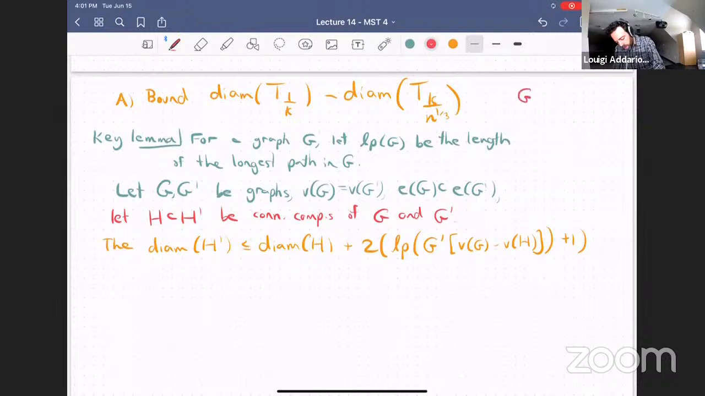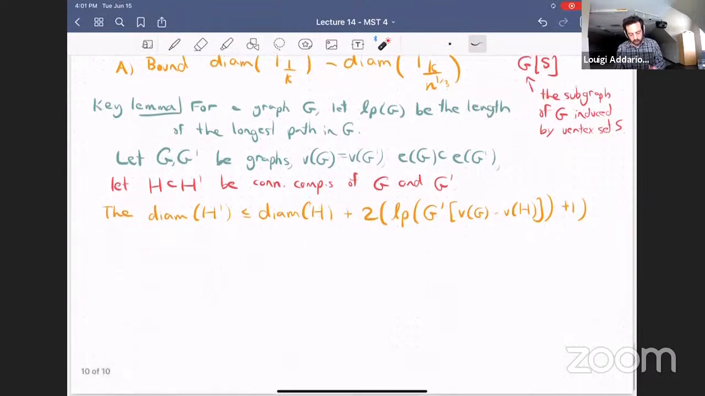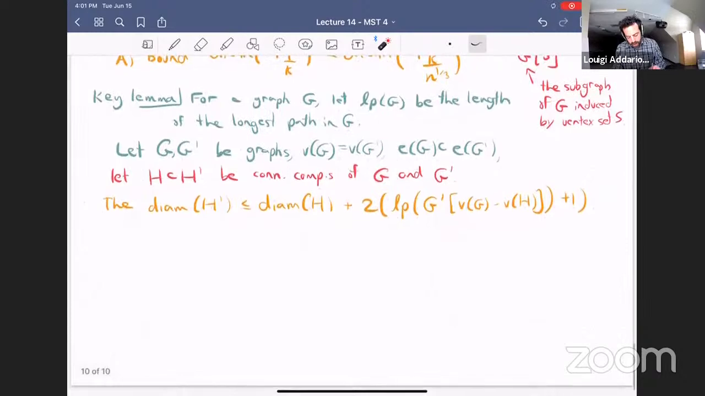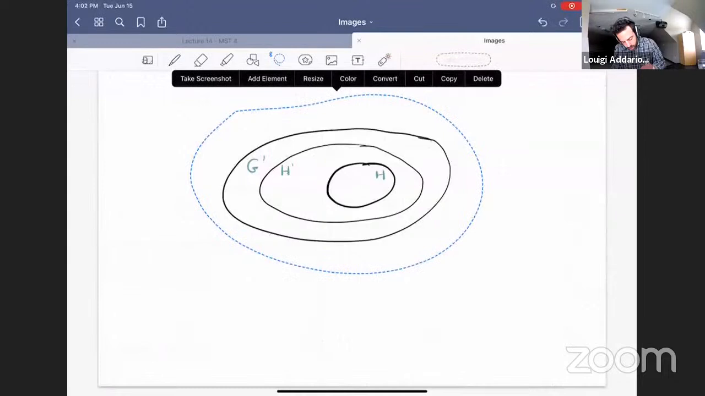So when I write G of a set S, this means the subgraph of G induced by the vertex set S. So it says you take this is a subset of the vertices, and you just take that subset of the vertices and all the edges. Okay, so this lemma, I think this lemma becomes easier to parse if I just show you the sort of picture of what's going on.